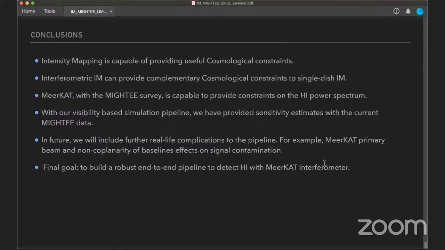We have built a visibility-based power spectrum simulation pipeline, and we have provided sensitivity estimates that we can obtain with the current MIGHTEE data. In future, we'll also include many real-life complications in the pipeline, such as the MeerKAT primary beam and how it changes in the frequency domain, and many other things such as non-coplanarity of the baselines and how that contaminates the actual H1 signal. Our final goal will be to build a robust end-to-end pipeline to detect H1 with the MeerKAT interferometer. So now I'll stop, and thank you.